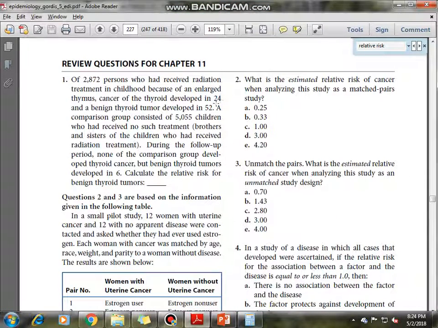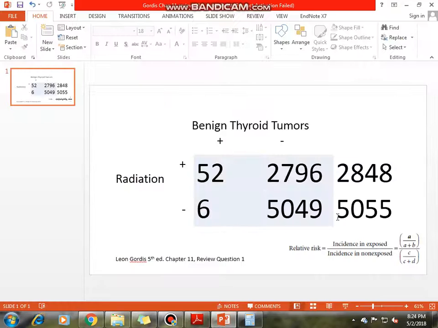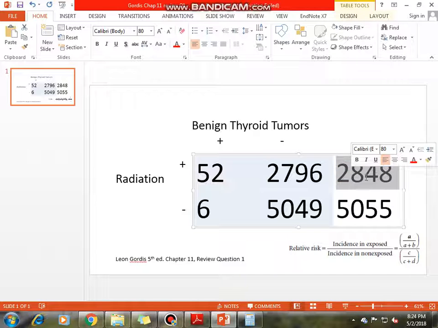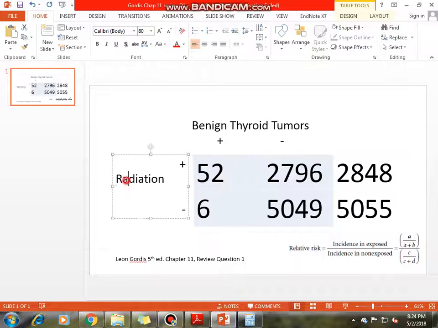You have to subtract this number from the total in order to get the people who are at risk for developing benign thyroid tumor. So I have done just that. I have subtracted this 24 from 2872, and the total number at risk for developing benign thyroid tumor is 2848 among those who received radiation.